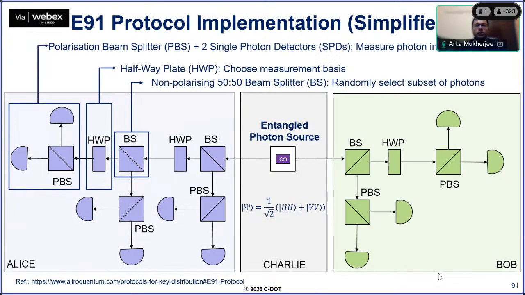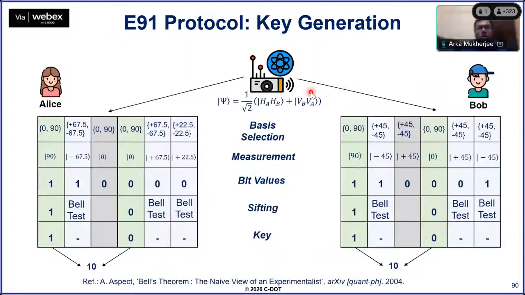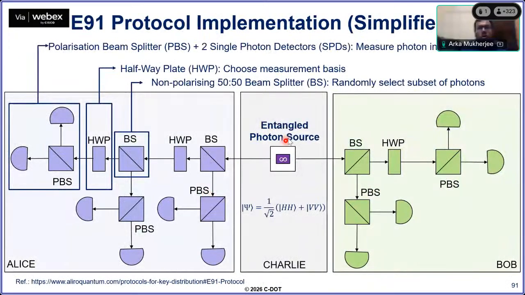Okay, so this is a simple representation of the Alice and Bob setup in the E91 protocol. As I told you, in Alice there are three bases: 22.5, 67.5, and the rectilinear basis 0/90. And in Bob there are two bases: 0/90 and 45/minus 45. You can see that we have an entangled photon source here that is generating HH plus VV pairs.